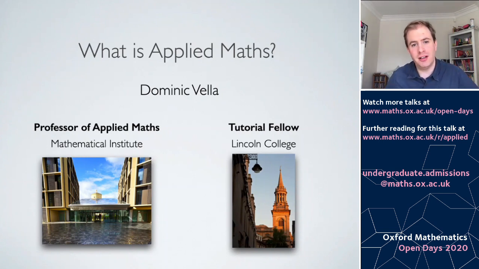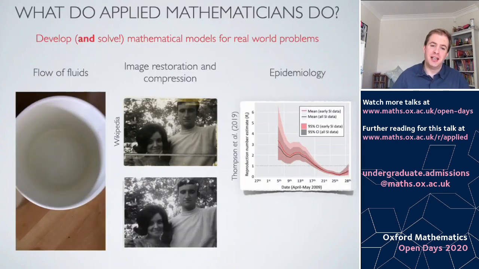So to answer the question of what is Applied Maths, I'd like to start off by talking a little bit about what applied mathematicians do. And in short, the basic answer to that is that we develop and then solve mathematical models of real-world problems. Now, historically, that's often focused on examples from the real world. So there's been a lot of work in applied maths on how fluids flow.